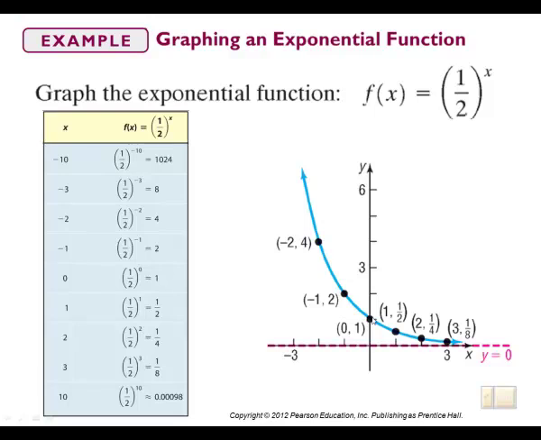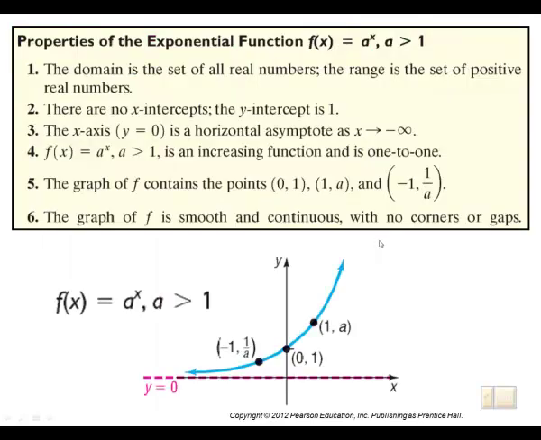Again, it's going to intercept the y-axis at (0, 1), and now as x becomes more positive, you get that fraction. So at 1, you're going to get 1/2. X is 1, y is 1/2. And x is 2, so that'd be 1/2 squared, that's 1/4, and so on. It gets smaller and smaller, closer and closer to that horizontal asymptote at y equals 0. And that's known as exponential decay. The other one is known as exponential growth.